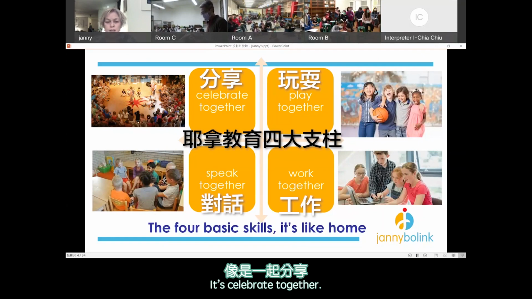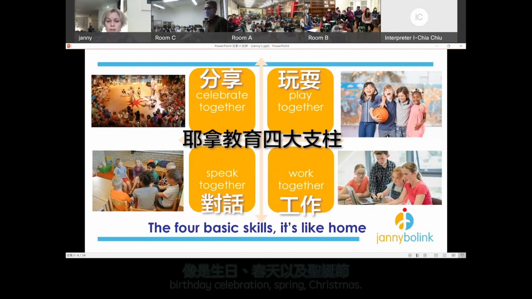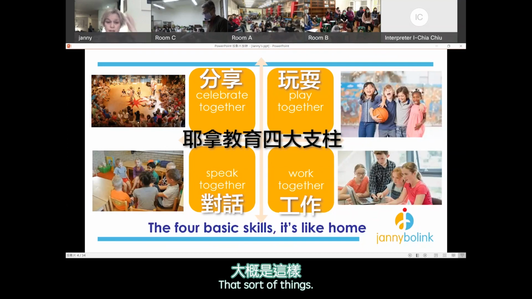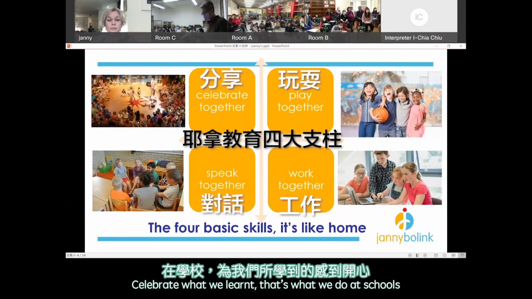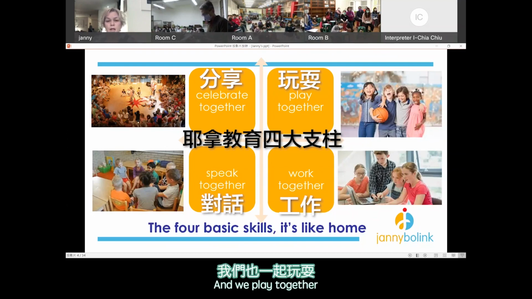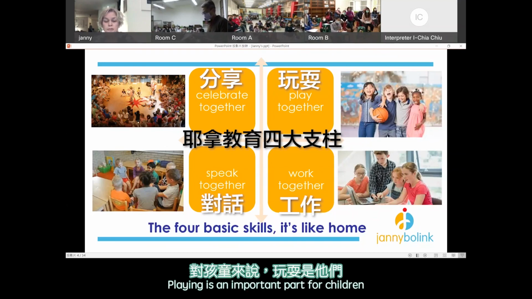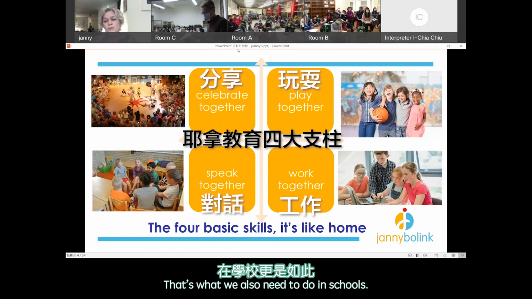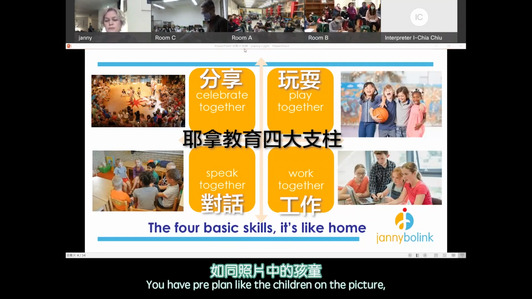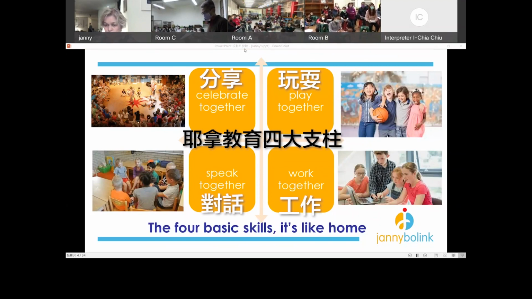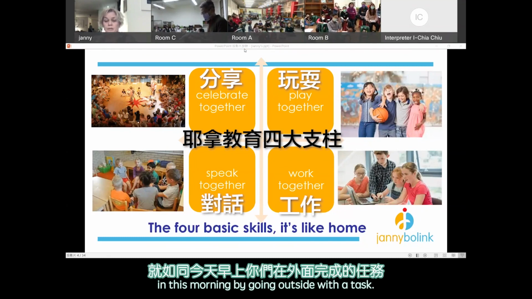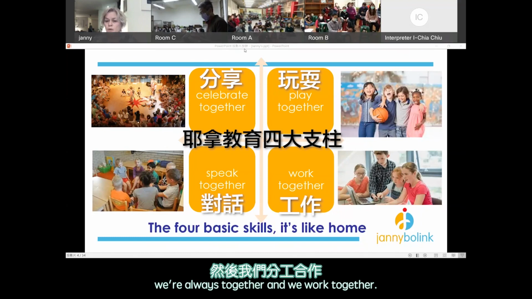It's celebrating together. Celebration is being happy with someone: birthday celebration, spring, Christmas, and that sort of thing. And celebrate what we learned. That's what we do in schools. We play together. Playing is very important for children to discover the world and to feel happy and in a good mood. That's what we also need to do in schools. You have free play, like the children in the picture, but you can have organized play like you did this morning by going outside with a task, but always together.